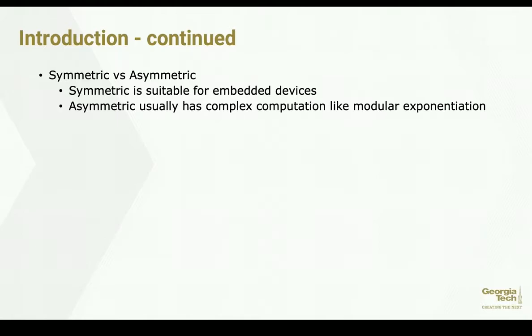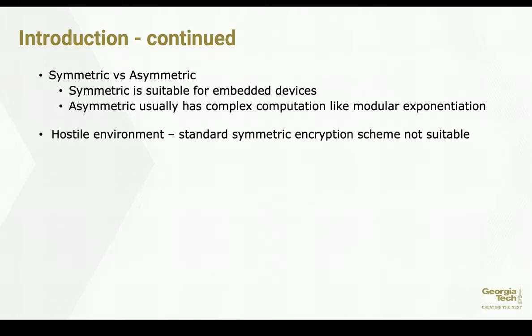Symmetric means we use the same key for the encryption and for the decryption. Asymmetric is the other way, right? Public key encryption comes under asymmetric. But in this case, we are using an embedded device like IoT with minimal resources. So symmetric encryption is more useful, or more apt here.